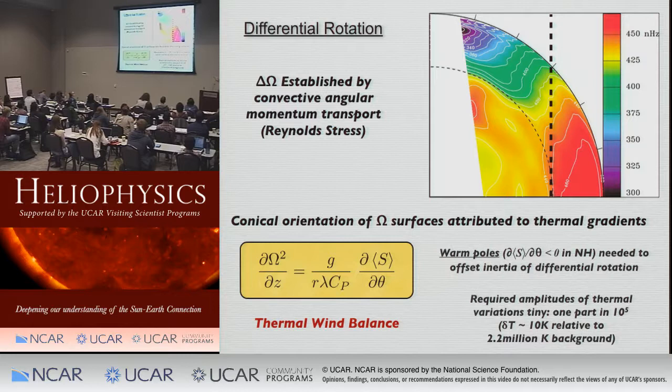So the idea is you can think of this as a balance. What this term here is, it's an inertial term. You can think of it in terms of a centrifugal force. So think of fluid going around here. It's rotating very fast, and the centrifugal force is going to want to push it away. Up here, this also feels a centrifugal force that wants to push it away from the rotation axis. But the centrifugal force is stronger here than here because this is rotating faster.